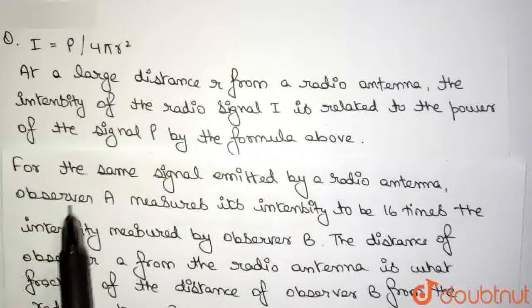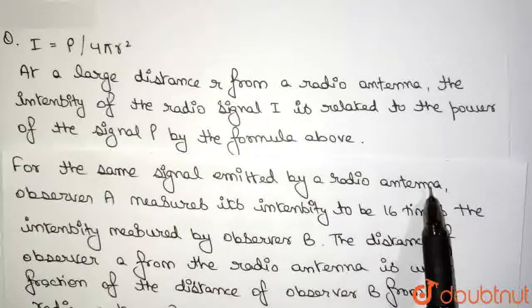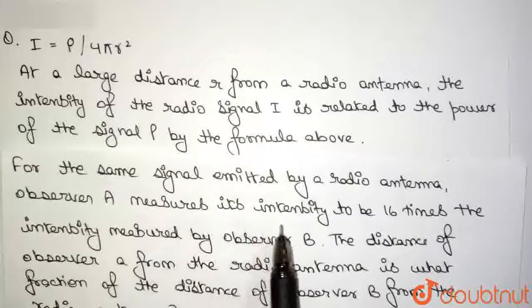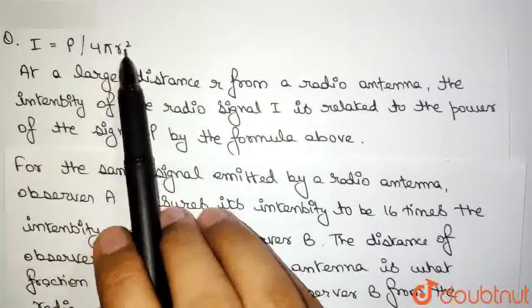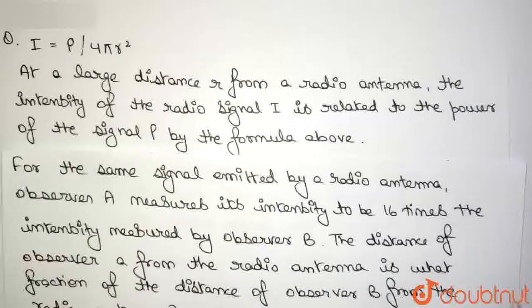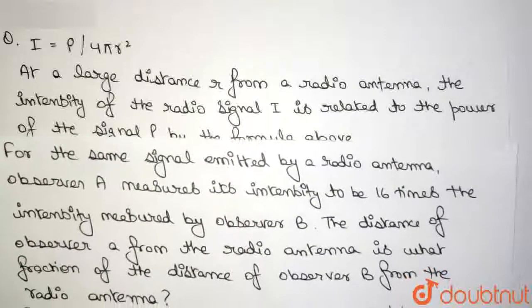So, for the same signal emitted by a radio antenna, observer A measures its intensity to be 16 times the intensity measured by observer B. Right? Now, here we had I as intensity, P as power, and 4 pi r square, where r is the distance, or you could say radius. So the question states, observer A measures its intensity to be 16 times the intensity measured by observer B. The distance of observer A from the radio antenna is what fraction of the distance of observer B from the radio antenna, right?